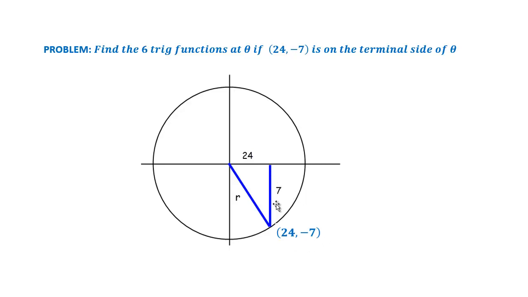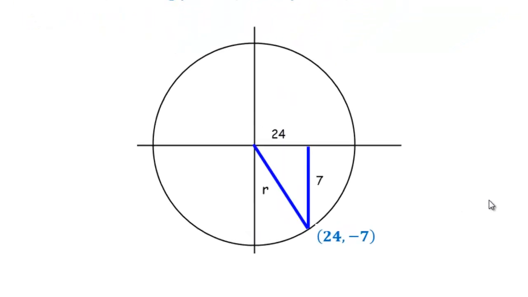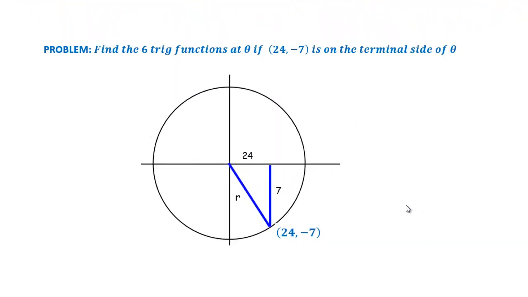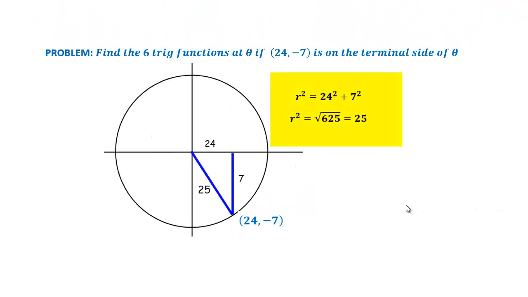So the length of this leg of the triangle is positive 7. The length of this is 24. I can use that together with the Pythagorean theorem to find out what r is. That gives us r squared is 24 squared plus 7 squared, which comes out to be 625. So r is positive the square root of 625. R has to be positive because r is the length. R is the radius of the circle. That's a positive number. So r is positive 25.